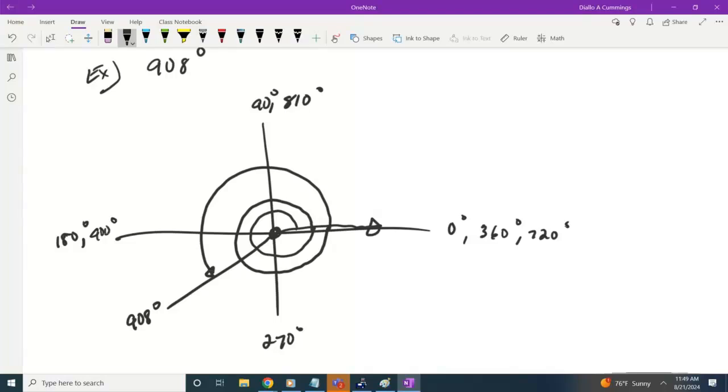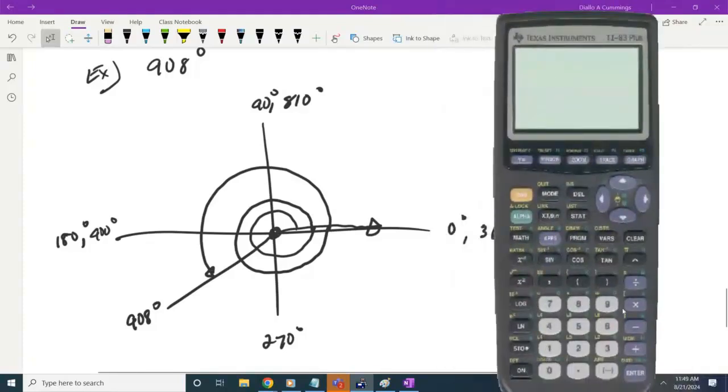Now I need to find the smallest possible angle that starts in the same spot and ends in the same spot. So I'm simply going to do what? Subtract 360 degrees, right? Until I get the smallest possible angle. So if I were to take 908 degrees, I'm going to subtract 360. I get 548. I'm going to subtract 360 again. I get 188.